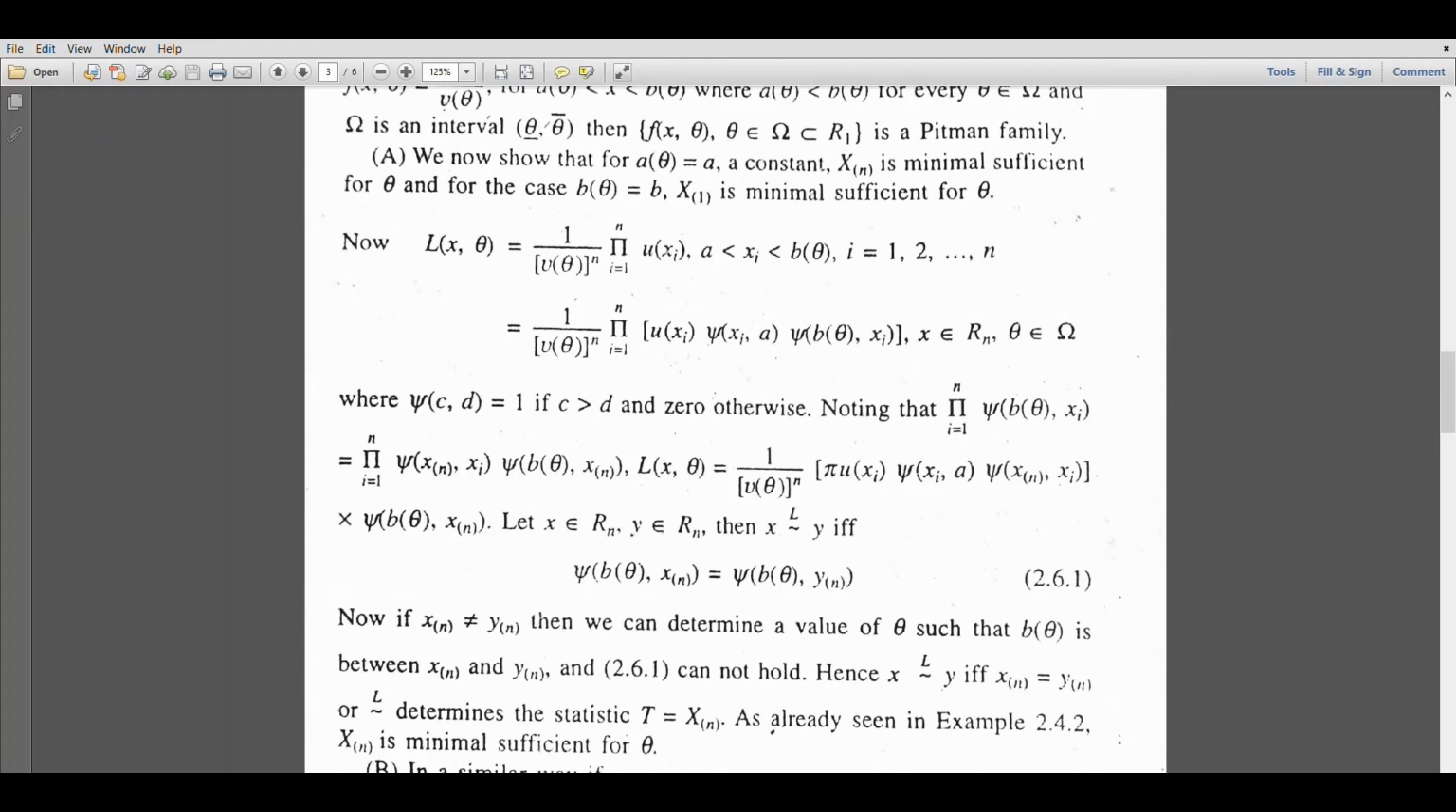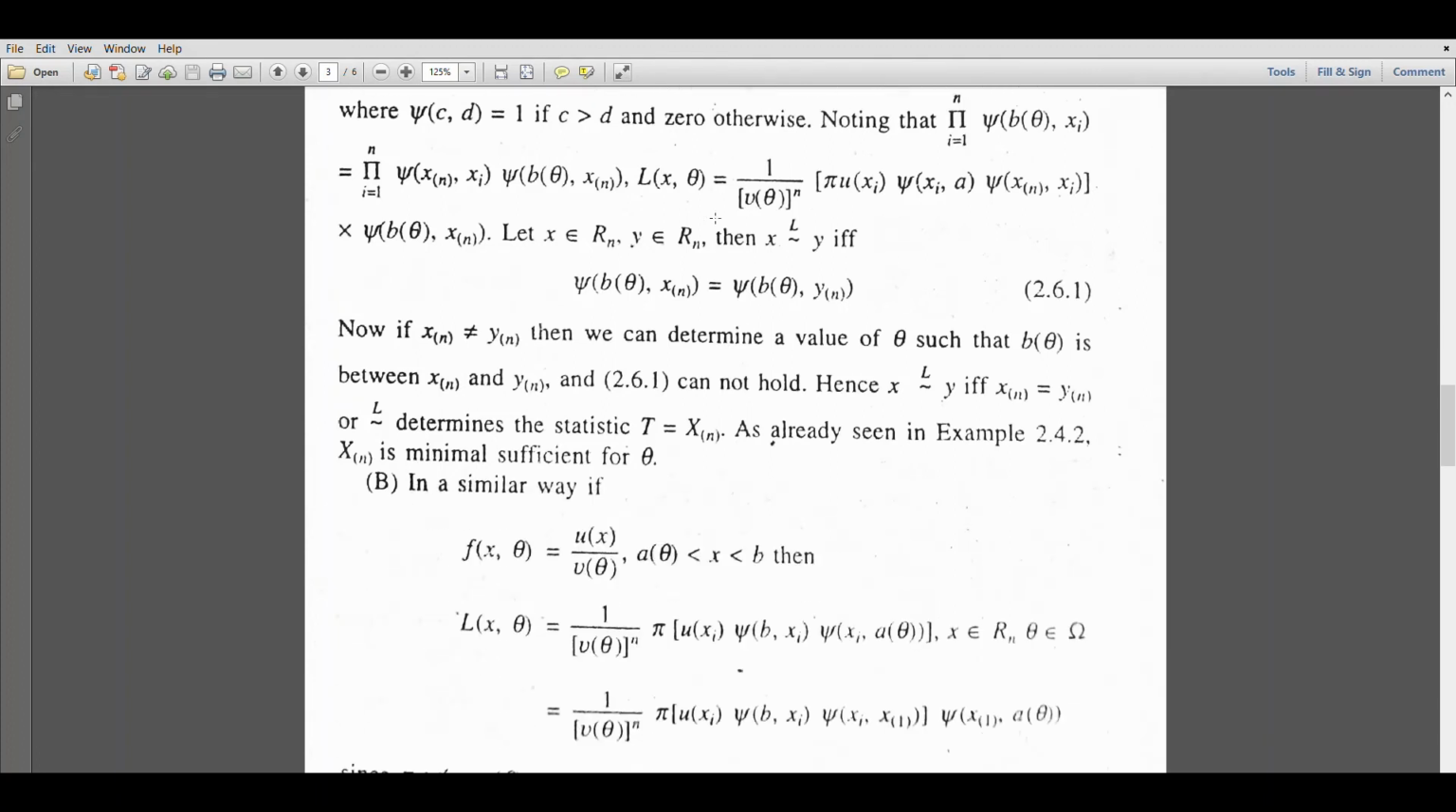Here you can see the result A, where the lower limit is a constant and the upper limit b of theta depends on theta. In such a situation, the minimal sufficient statistic is given by the maximum order statistic xn. The second case is when the upper limit b of theta is a constant and the lower limit a of theta depends on theta. In such a situation, the minimal sufficient statistic for theta is given by the minimum order statistic x1.